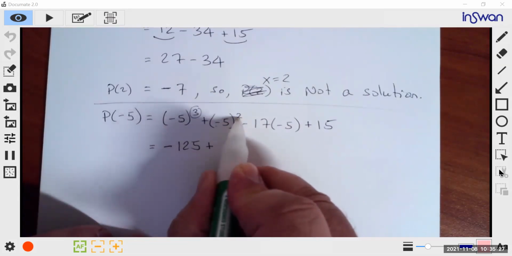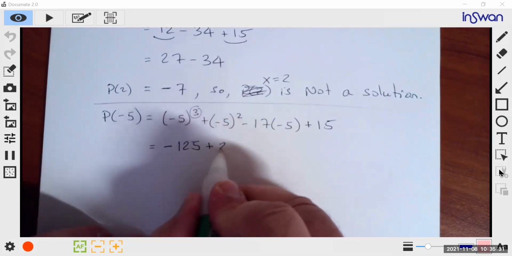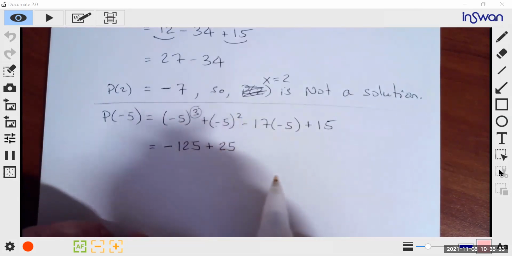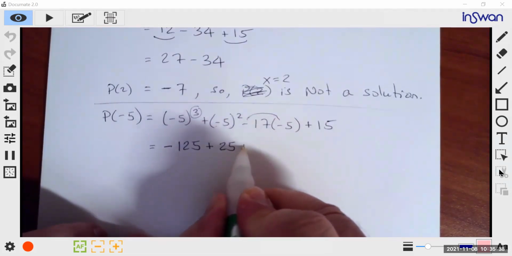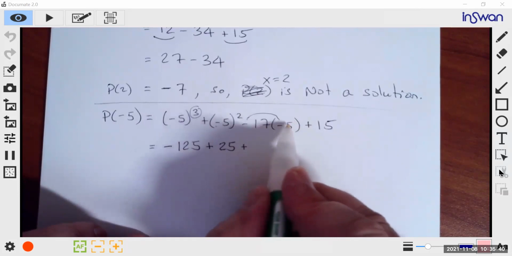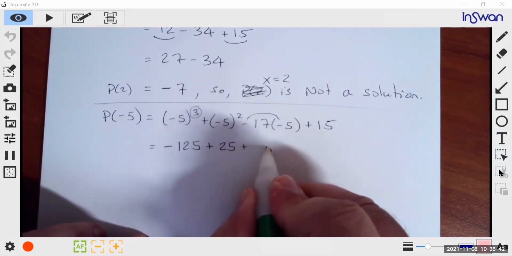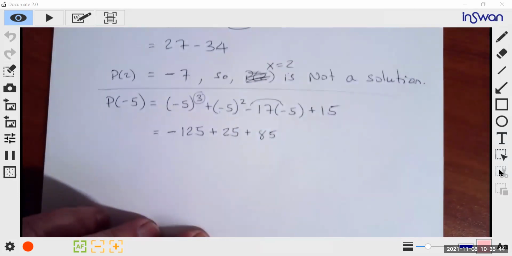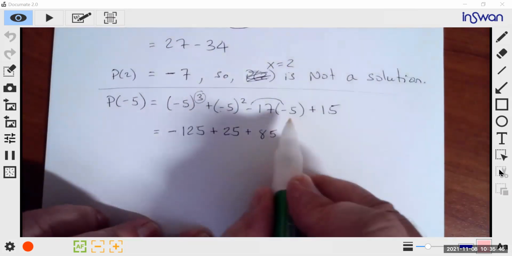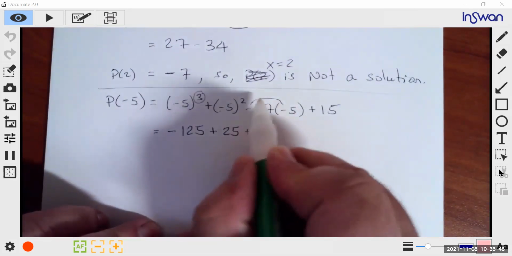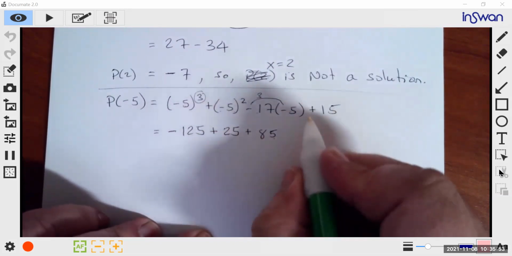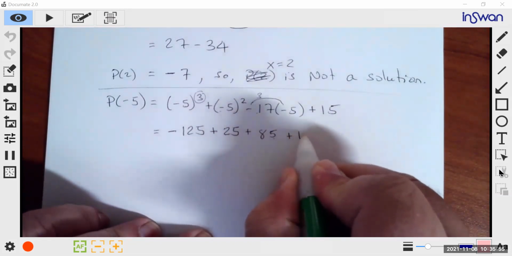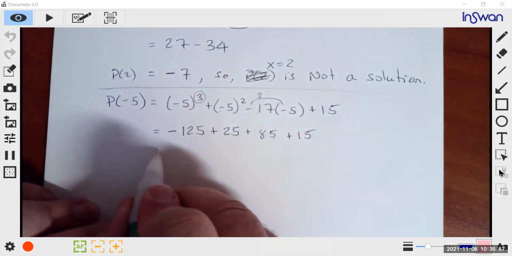Negative 5 squared is going to be positive. 5 squared is 25. Negative times negative is a positive. 17 times 5: 7 times 5 is 35. 5 times 1 is 5, plus 3 is 8, so 85. Plus 15.